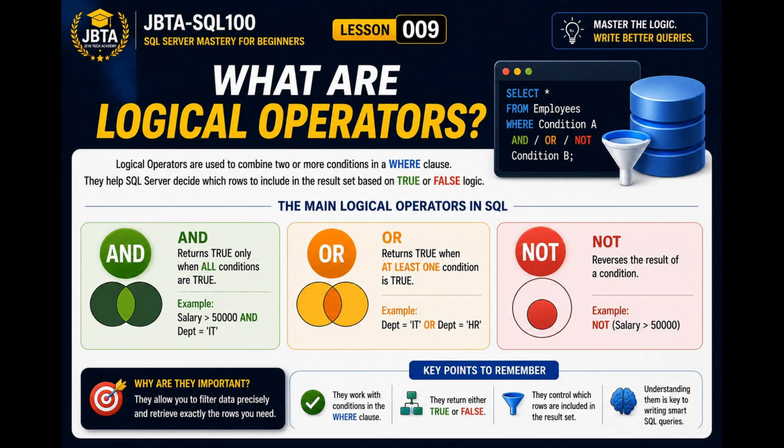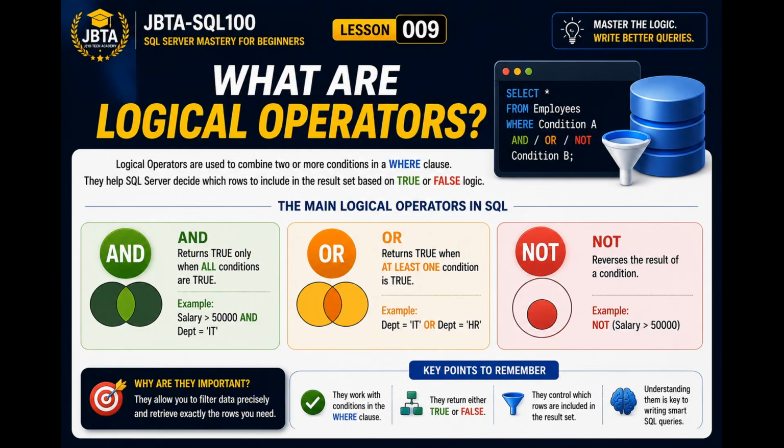In simple words, logical operators help SQL Server make decisions. Every time SQL Server evaluates a condition, the answer is always one of two possibilities: true or false. Based on that result, SQL Server decides whether a particular row should be returned. For example, imagine we write this condition: salary is greater than 50,000. SQL Server checks every employee one by one. If an employee's salary is greater than 50,000, the condition becomes true. If the salary is less than or equal to 50,000, the condition becomes false.